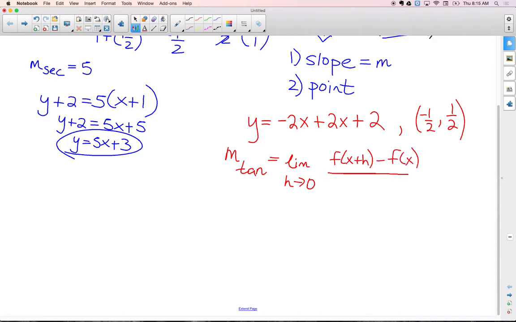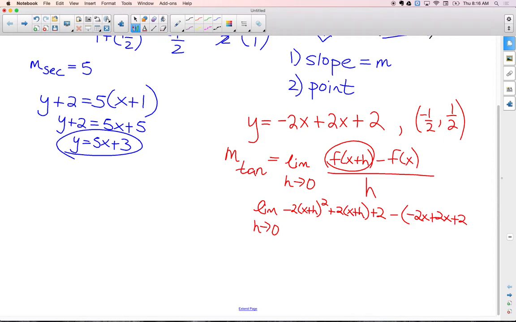Of f of x plus h over h. Okay, so then it's going to be the limit as h approaches 0 of f of x plus h minus f of x, all over h. So let's figure that out first. We're going to plug x plus h in for every x in that equation. So it's going to look like this: negative 2 times x plus h squared plus 2 times x plus h plus 2, minus f of x, which would be negative 2x squared plus 2x plus 2, all over h.